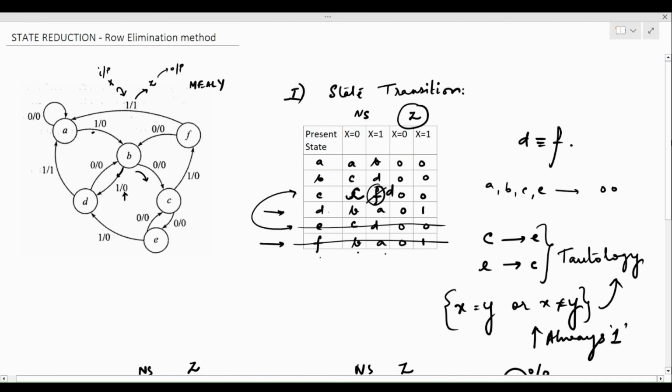In the upcoming video, I'll tell you how to use the implication chart to arrive at the reduced state diagram.